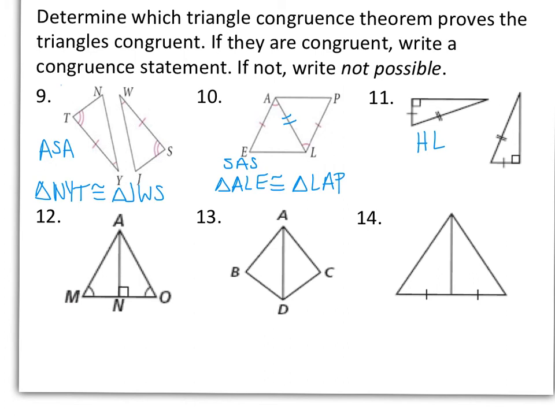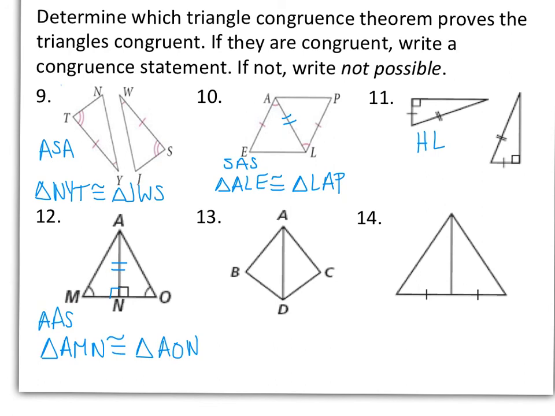All right, in 12, we have a right angle at angle ANO, so that would make angle ANM also a right angle. We are given that angle M is congruent to angle O, and our two triangles share the side AN, so that makes it congruent to itself, and therefore these triangles are congruent by angle, angle, side. Our congruent statement: triangle AMN is congruent to triangle AON.